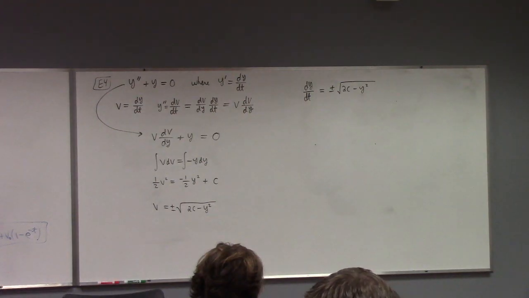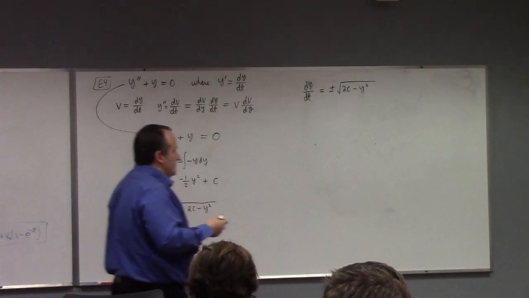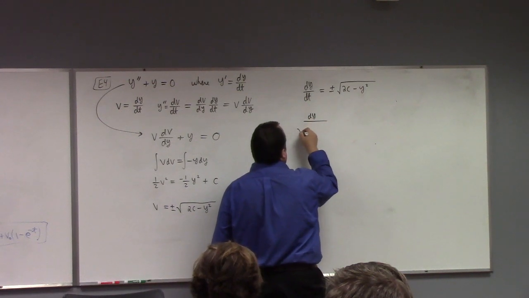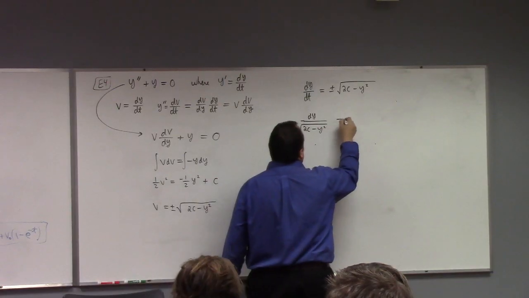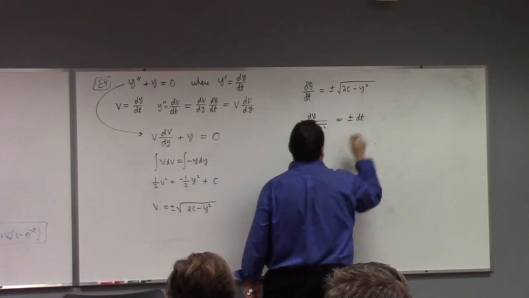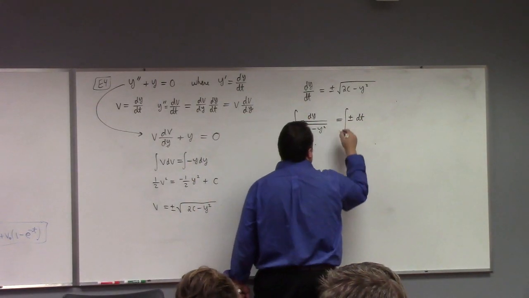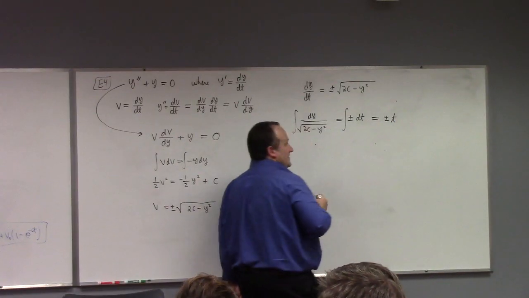The answer is some of us can, maybe. It depends on how strong you are with trig substitution. Because this is a trig substitution, or it's a basic integral depending on what you know. But you see, this is dy over the square root of 2c minus y squared equals plus or minus dt. I'm going to put the plus or minus on the t, just to get it out of the way. So we integrate both sides. The right-hand side's easy enough, plus or minus t, yay.